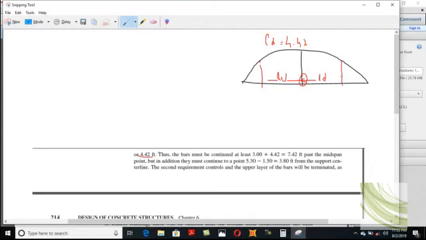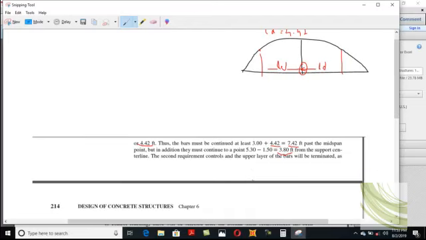So if you add, thus the bars must be continued at least 3 plus 4.42, that comes out to be 7.42 foot past the midspan. But in addition, they must continue to a point 5.30 minus 1.5, that is 3.8 from the support center line. The second requirement controls and the upper layer of the bars will be terminated.